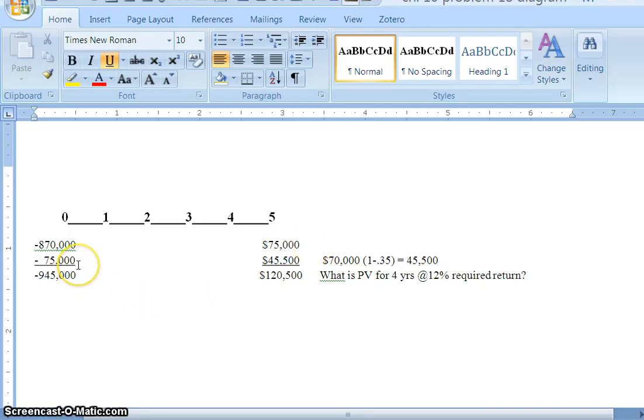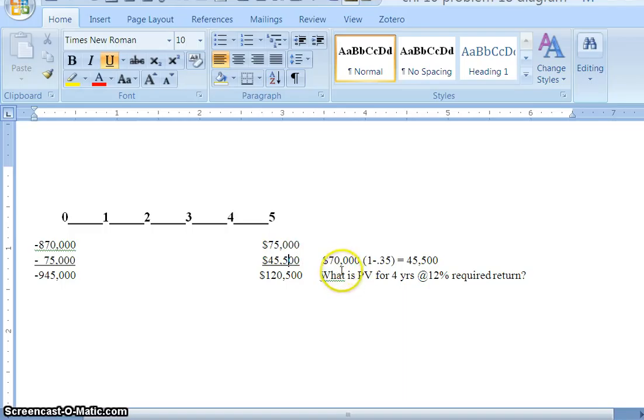Oftentimes that initial investment is for things like raw materials, inventory. We might have some new accounts receivable. But we will recoup that at the end because all of that raw material and inventory will be converted into finished goods that have been sold, and hopefully all the accounts receivable will be collected.